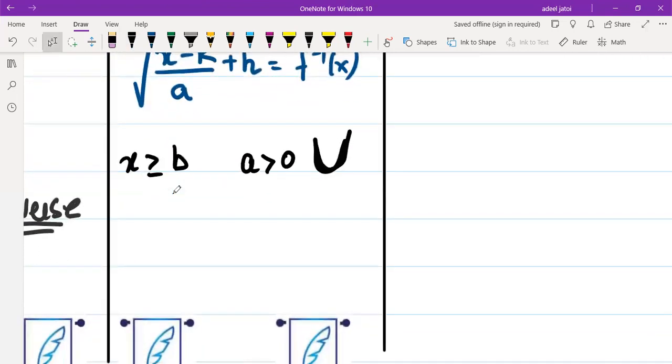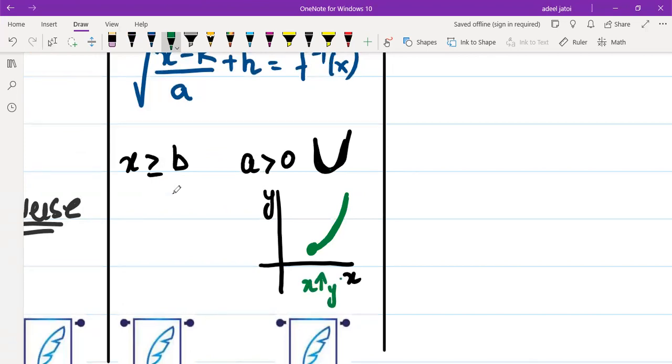So what do you do? You prepare your x-axis and y-axis. If x is greater than your turning point, you will only be drawing the graph like this. So this will be your turning point. And you know that when x is increased, your y is increased as well. So this is your increasing function. This becomes your increasing function for x greater than or equal to b. So for this, you will be writing down plus.